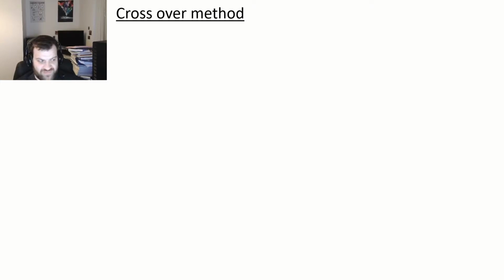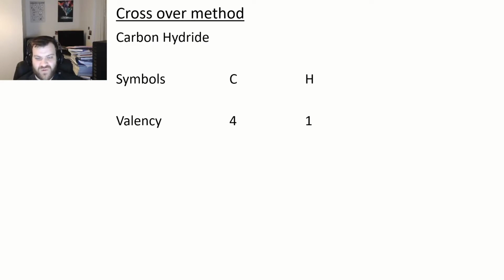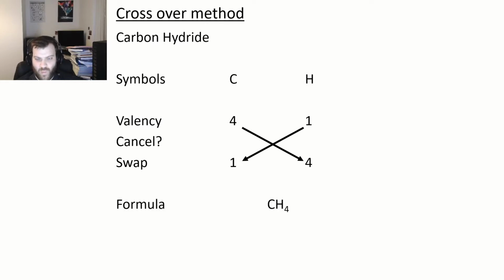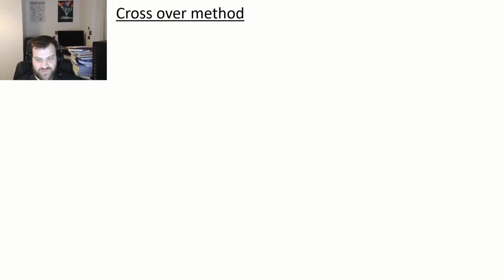Using the crossover method, the first thing that we would do is write down the symbols we have for each part of our compound. We would find out which group it's in and therefore how many bonds it's going to make. In this case, we have group 4 for carbon, which makes 4 bonds, and group 1 for hydrogen, which makes 1 bond. You'd look and see if we could cancel these numbers down, if we can simplify them, which we cannot, and then we swap them over. And we use the numbers at the bottom here, so our swapped over numbers, and this tells me that I've got 1 carbon and 4 hydrogens written as CH4.